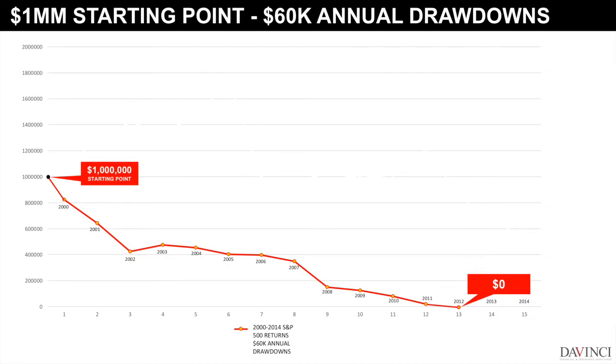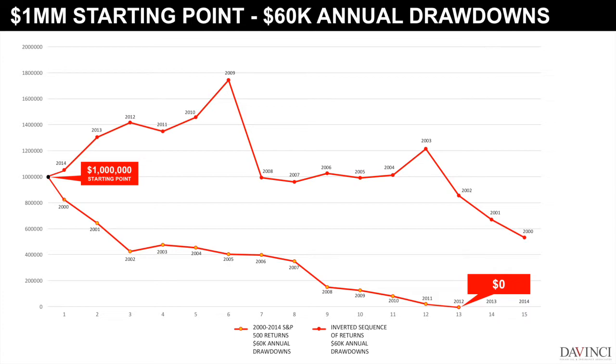Now, versus the example where the sequence of returns are inverted, again, this is the same set of returns as the first scenario, but in the reversed order. So the first few years start out with positive back-to-back returns, and the negative back-to-back returns happen at the end. Now in this scenario, the $60,000 of income lasts for 15 years instead of only 13 years. And even after 15 years of pulling out $60,000 per year in income, it still has an ending account balance of $530,000. Now that's the equivalent of 8.8 additional years of that $60,000 annual income.